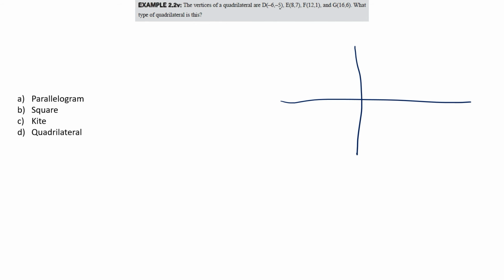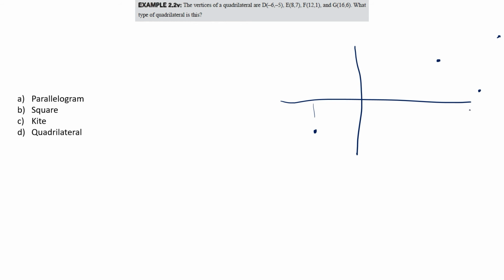The vertices are D, E, F, and G. Our D is -6, -5, so about right here. Our E is 8, 7, so over here-ish. F is 12, 1, so way over here. And G is 16, 6, so way over here, like that.